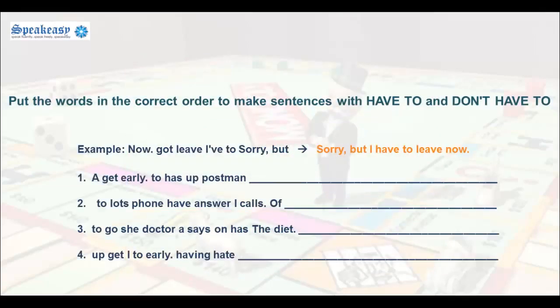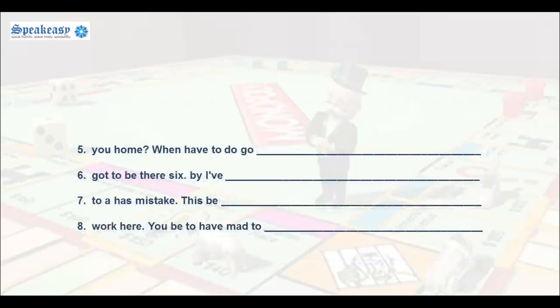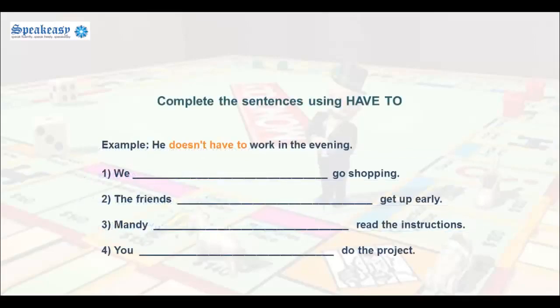Put the words in the correct order to make sentences with have to and don't have to. For example, now, got leave, I've, too sorry, but. This should be, sorry, but I have to leave now. Complete the sentences using have to. For example, he doesn't have to work in the evening.